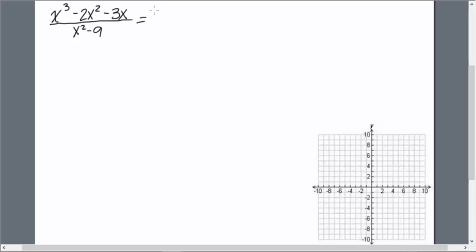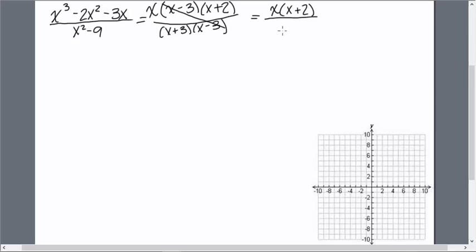Now, you should probably take a little more care with this, but I know that the top factors into x minus 3, x plus 2. I've done videos before and you know how to factor. And the bottom factors into x plus 3, x minus 3. Now, if you'll notice, things do simplify. The x minus 3's cancel out. So I'm left with x plus 2, divided by x plus 3.